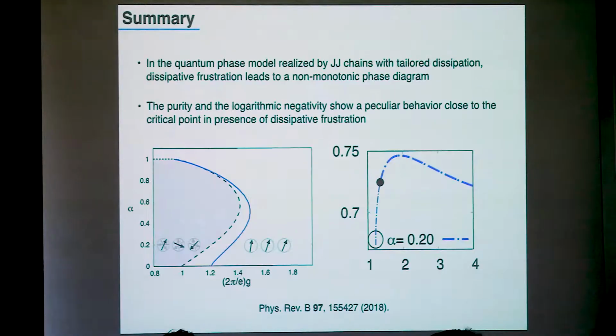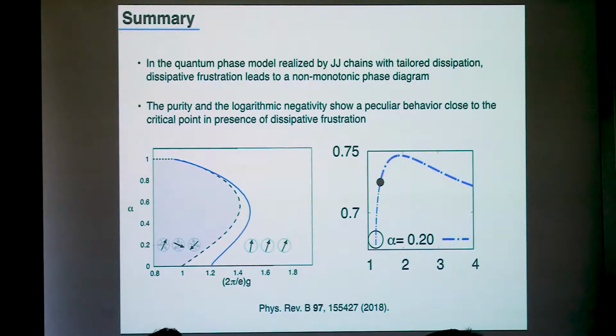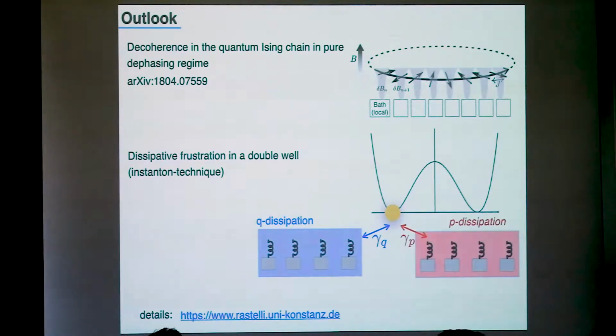when we consider the situation of the dissipative frustration in our system. Okay, to conclude, we have studied this quantum phase transition in a Josephson chain by using some engineered dissipation, and the resistance applied in your chain. And finally, we also find that the purity and logarithmic negativity show a peculiar behavior close to the critical point. So now, just to give you the outlook of what we are doing.